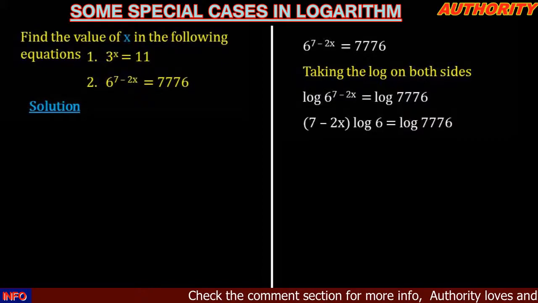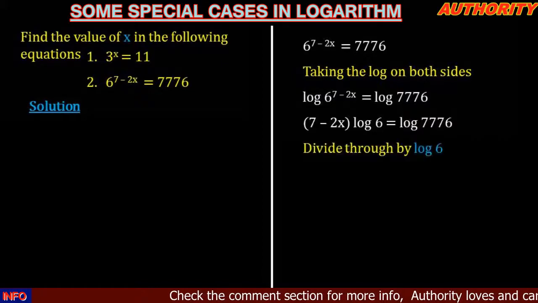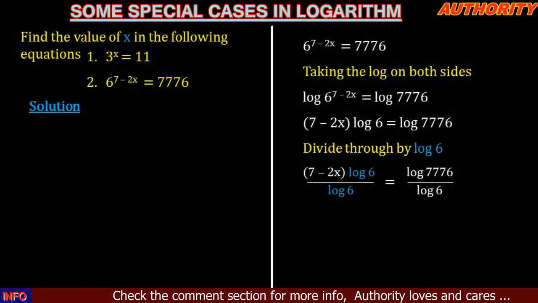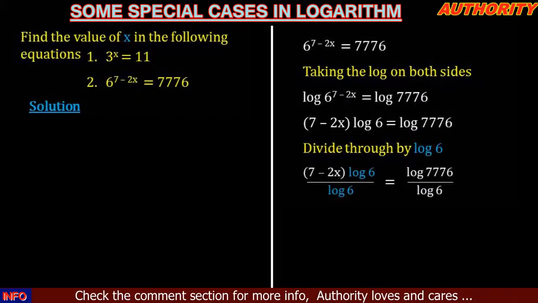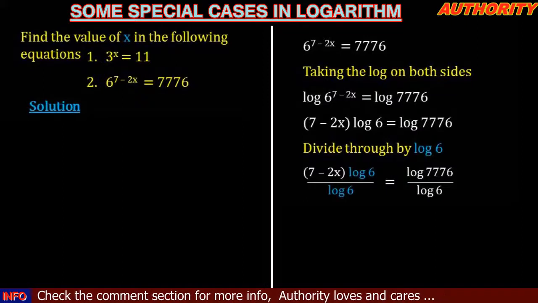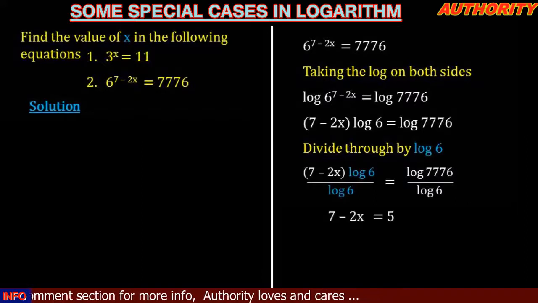Okay, so let's divide both sides by log 6. So when we divide both sides by log 6, we're going to have 7 minus 2x log 6 all over log 6 is equal to log 7776 all over log 6. Okay, so log 6 will cancel log 6 in the left hand side. So we'll be left with 7 minus 2x equal to, when we say log 7776 divided by log 6, is going to give us 5. Okay, yes. So here we have 7 minus 2x is equal to 5.